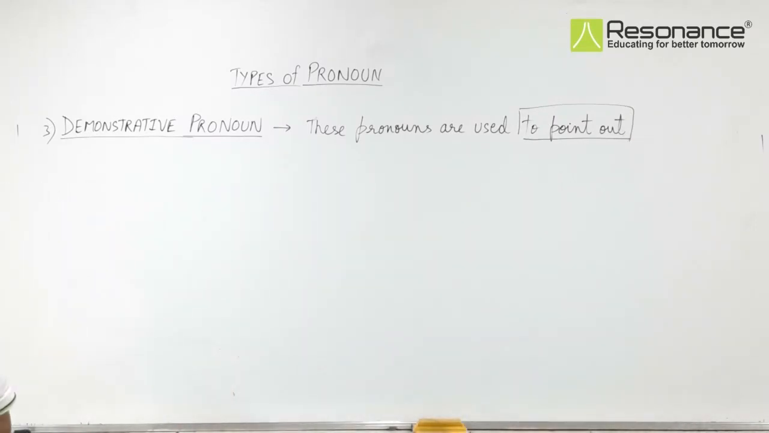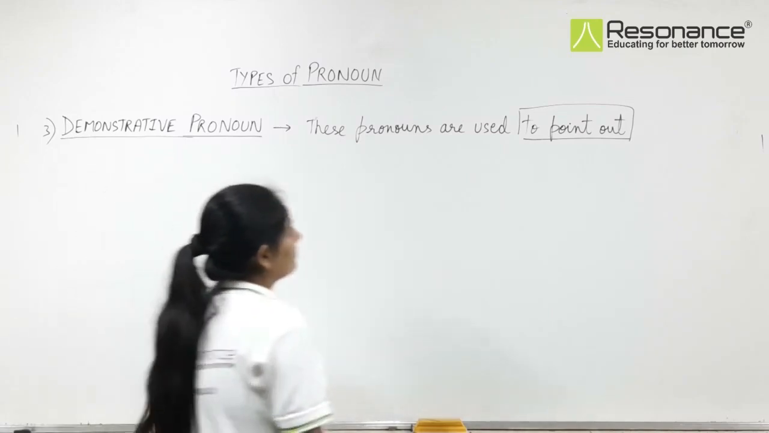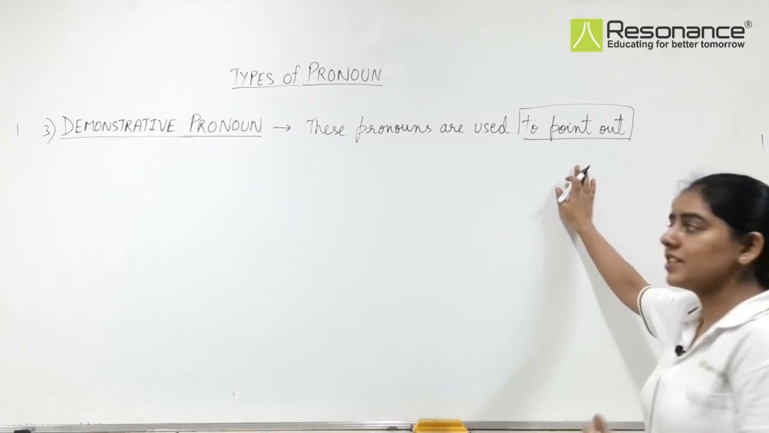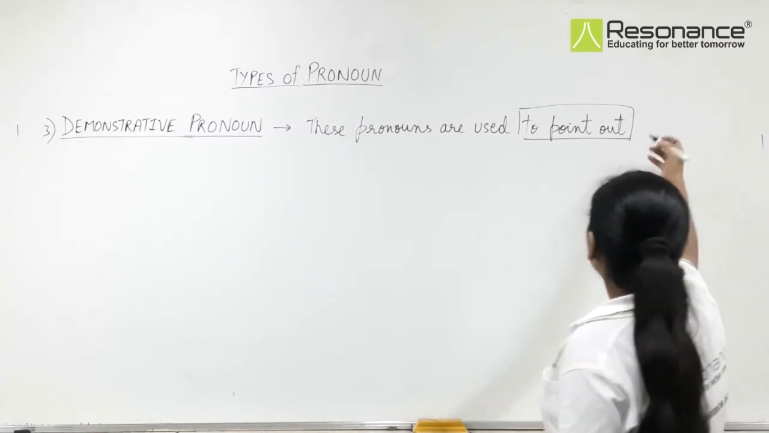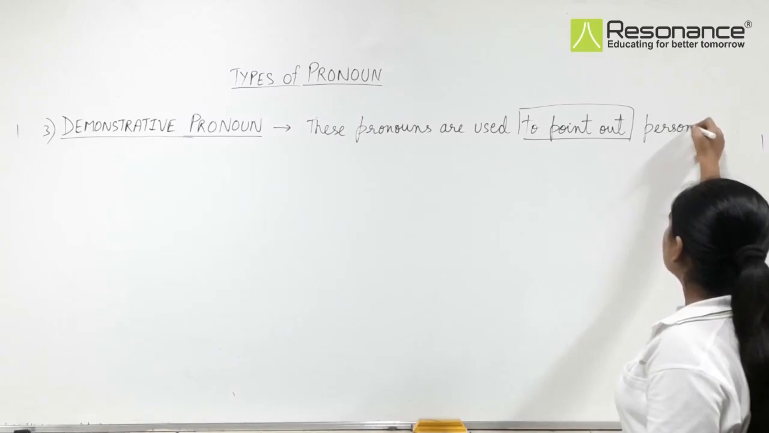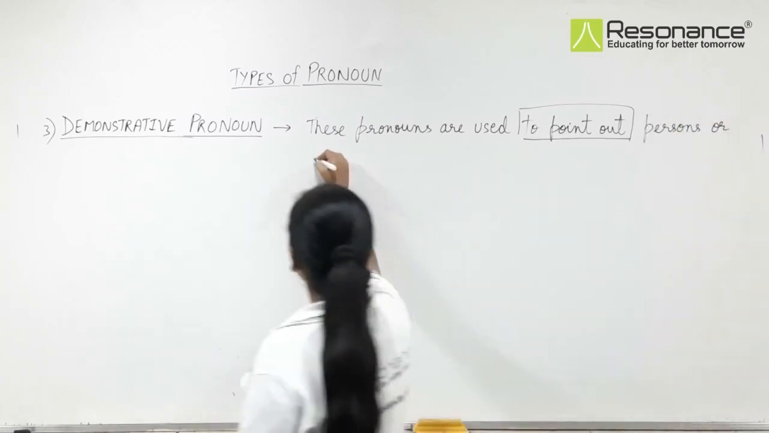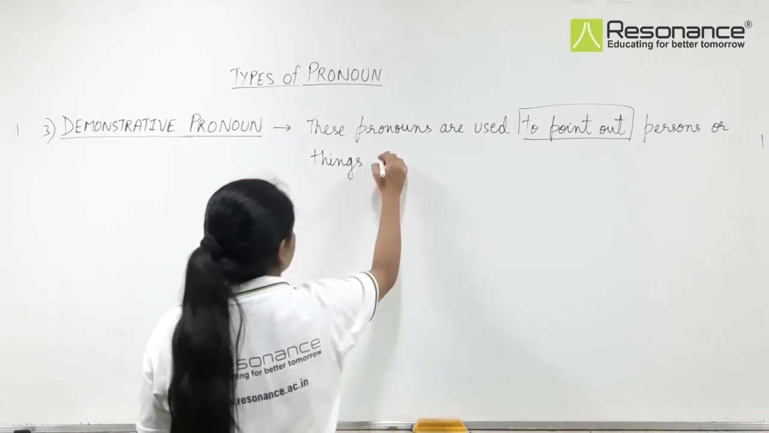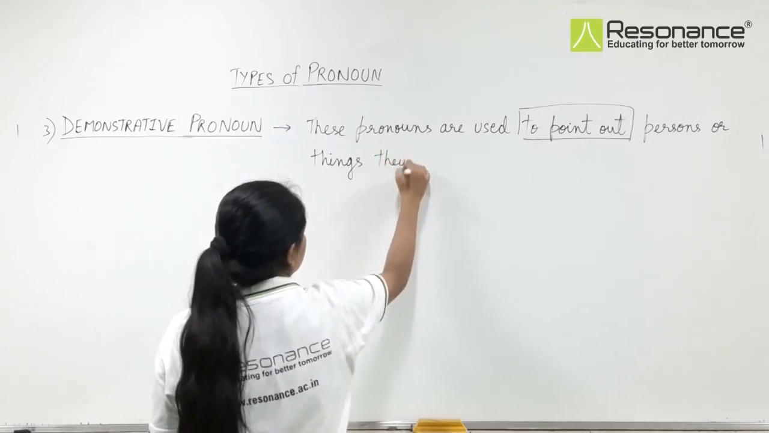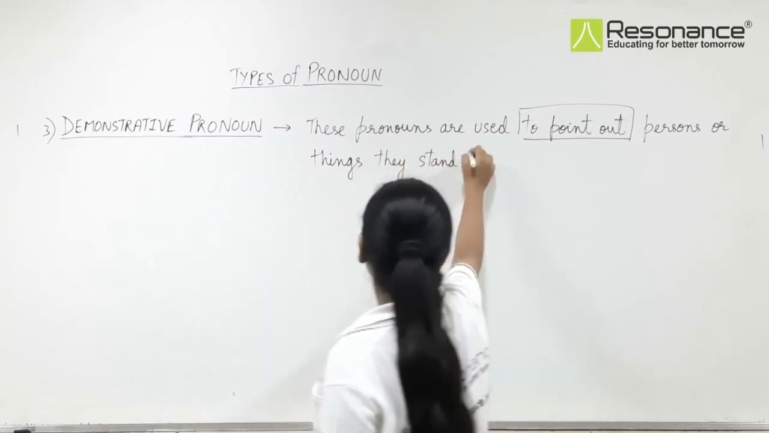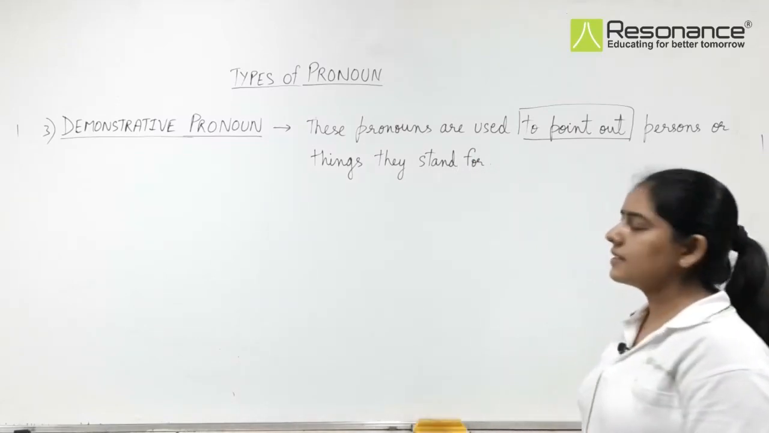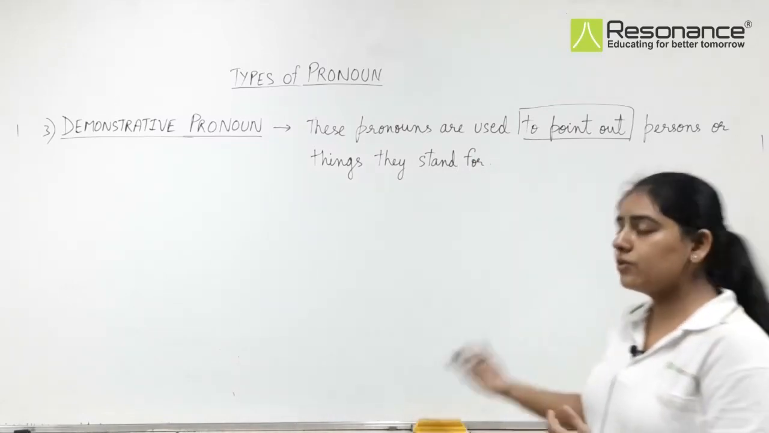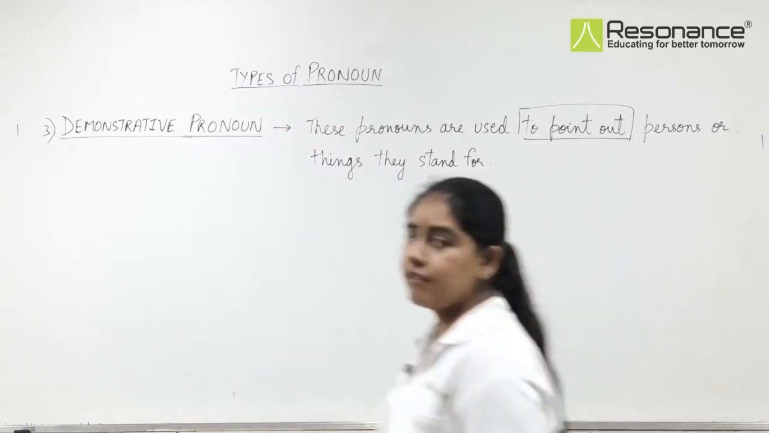Now again, there are several categories under demonstrative pronoun. अच्छा, ये किसको पॉइंट आउट कर सकते हैं? कोई भी चीज़ हो सकती है. Okay, they can point out persons and things. Okay, anything. किसी भी चीज़ को कर सकते हैं ये, for which they stand. They are used to point out persons and things they stand for, मीन्स जिसके भी लिए ये यूज हुआ है, जिस भी चीज़ को या इंसान को ये रेफर कर रहा है उसके लिए.